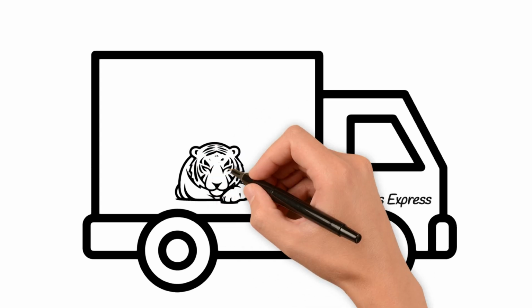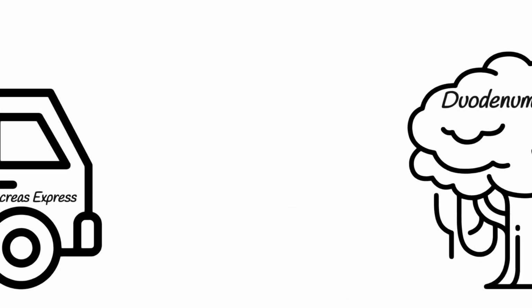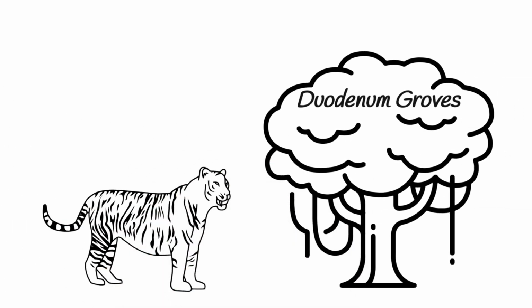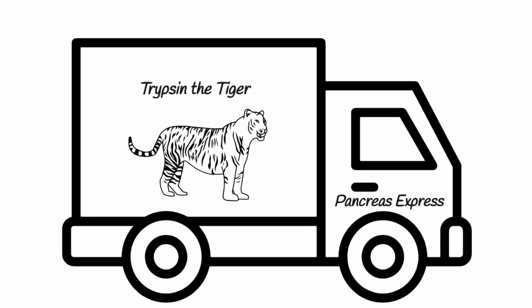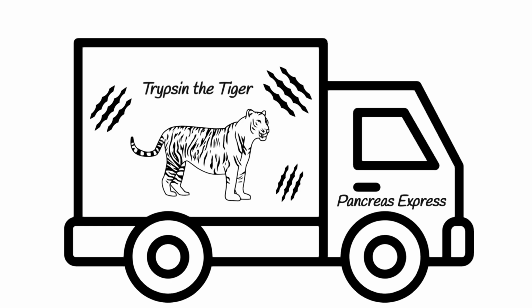Think of the pancreas like a truck transporting a tiger from a zoo back into the wild forests of the duodenum. Ideally, we want the tiger asleep while in the truck and awake once we get to the jungle. If the tiger wakes up too early, we can expect a more damaged, and perhaps more digested, truck than we had hoped for.